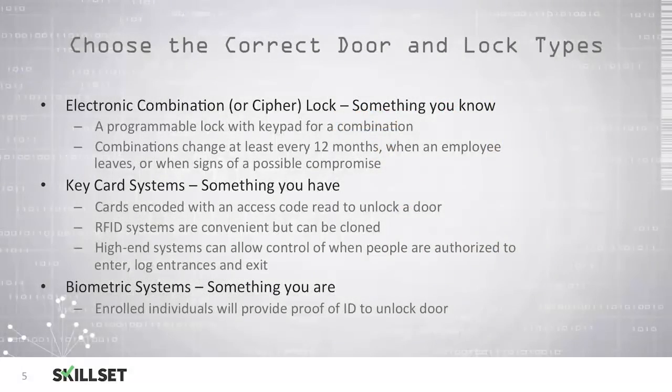Electronic combination locks or cipher locks allow employees to use something that they know to gain access to the facility. These combinations should be changed at least every 12 months, as well as every time an employee leaves the company and when you believe there is a possible compromise. With keycard systems, the user can take an item that they have, such as an RFID card or a swipe card, and access the door using that card.